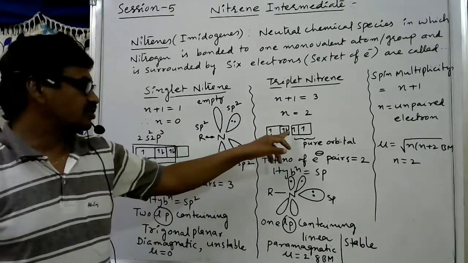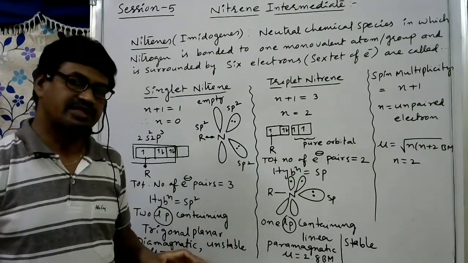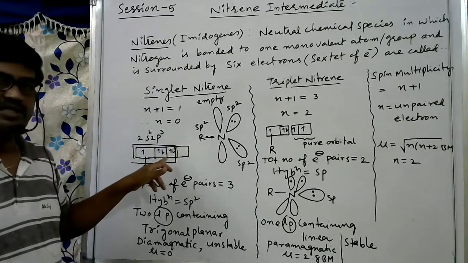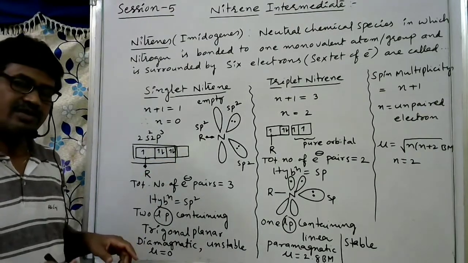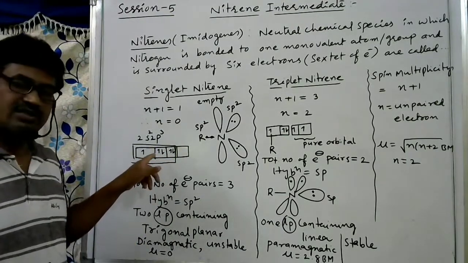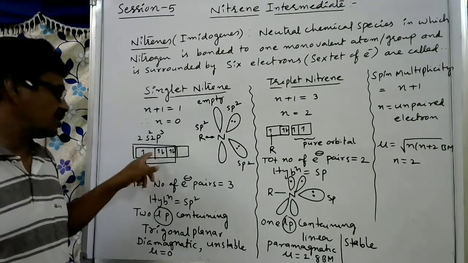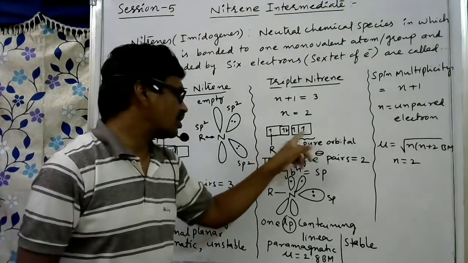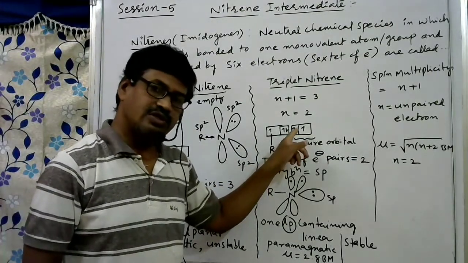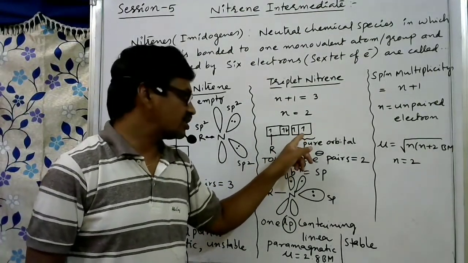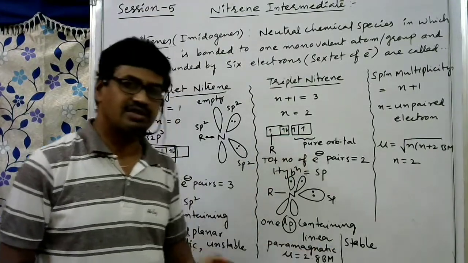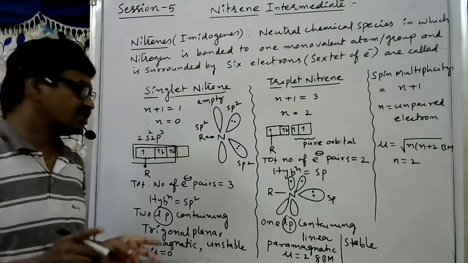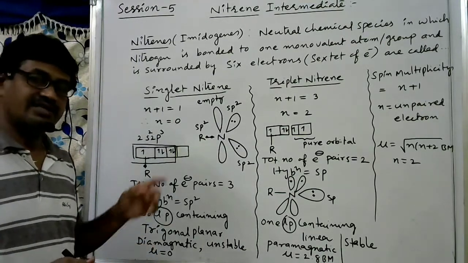Because two single electrons are present in two different orbitals, unlike singlet. In singlet, one orbital contains two electrons with opposite spin, so there is a repulsion between two similar charges. Here two different boxes are taking single electrons, so repulsions are less, so that it is stable.